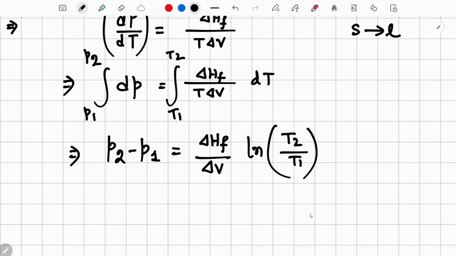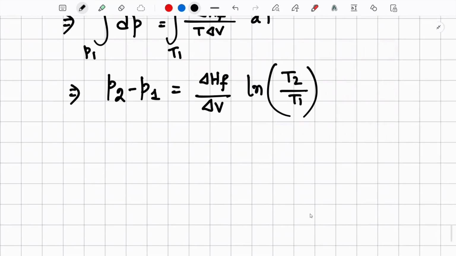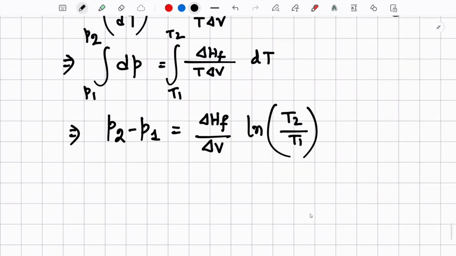This is not the Clausius-Clapeyron equation. Clausius-Clapeyron is for solid to gas, or liquid to gas, where instead of delta V you put the gas equation. That we have already discussed.